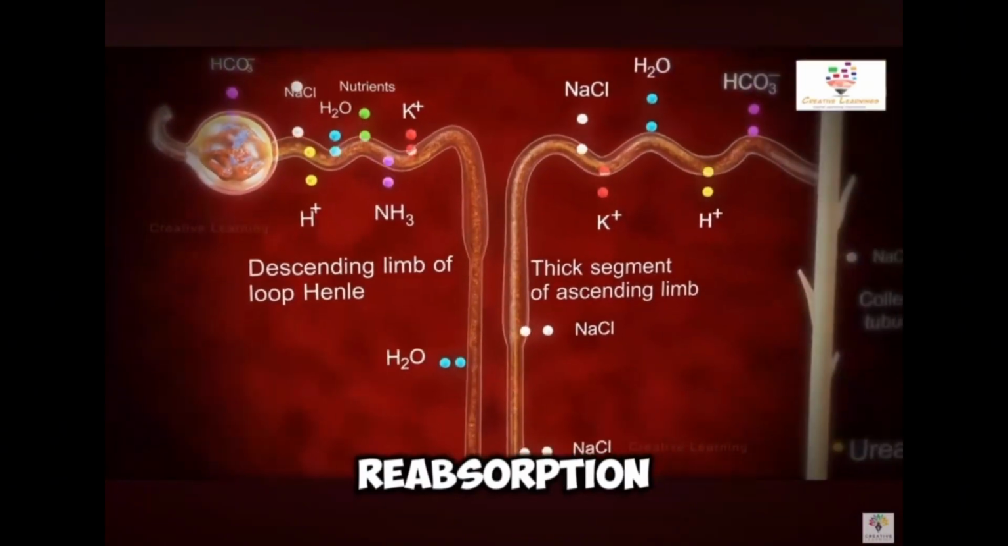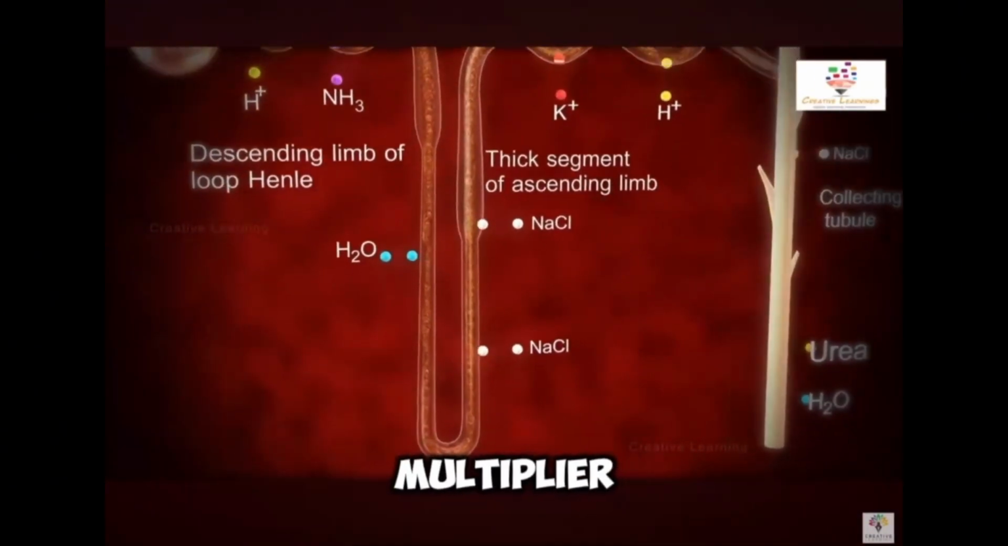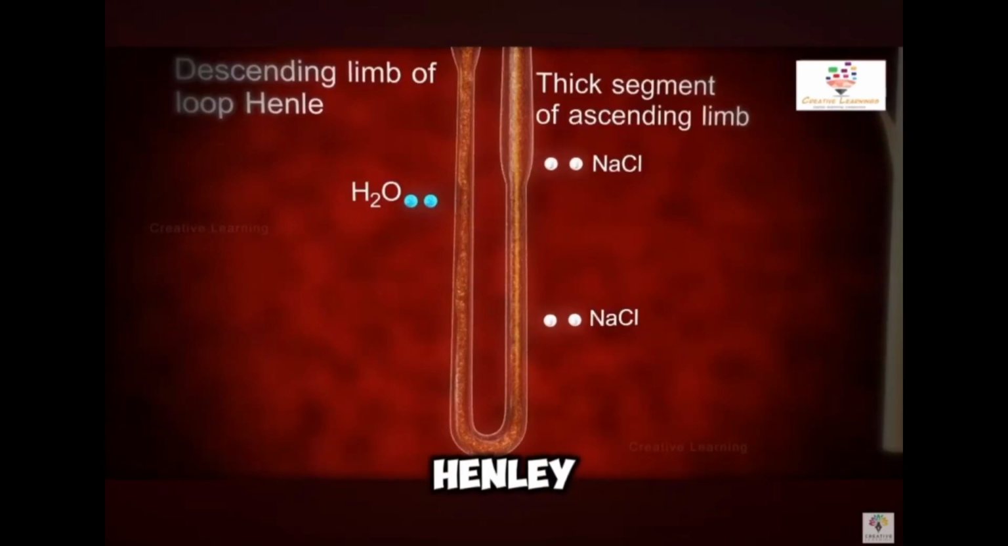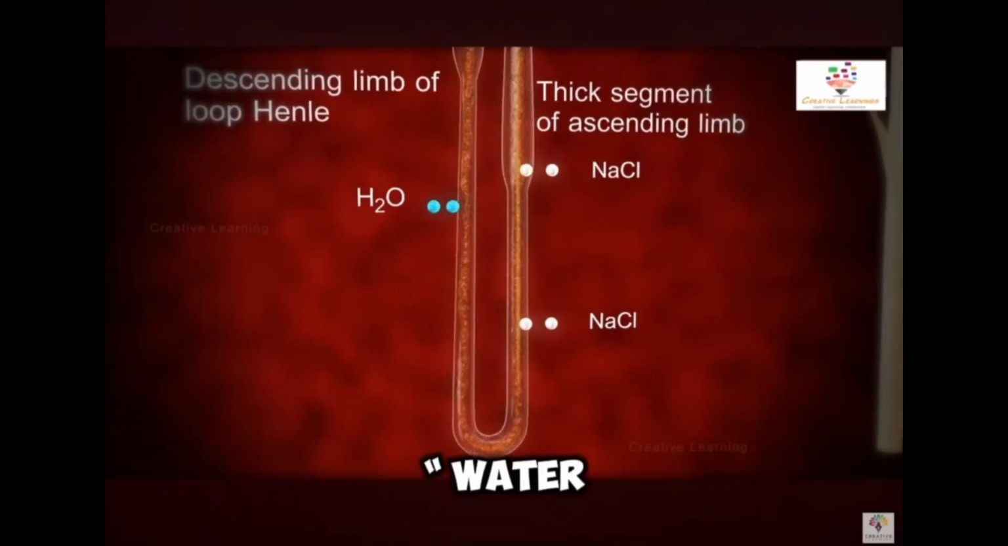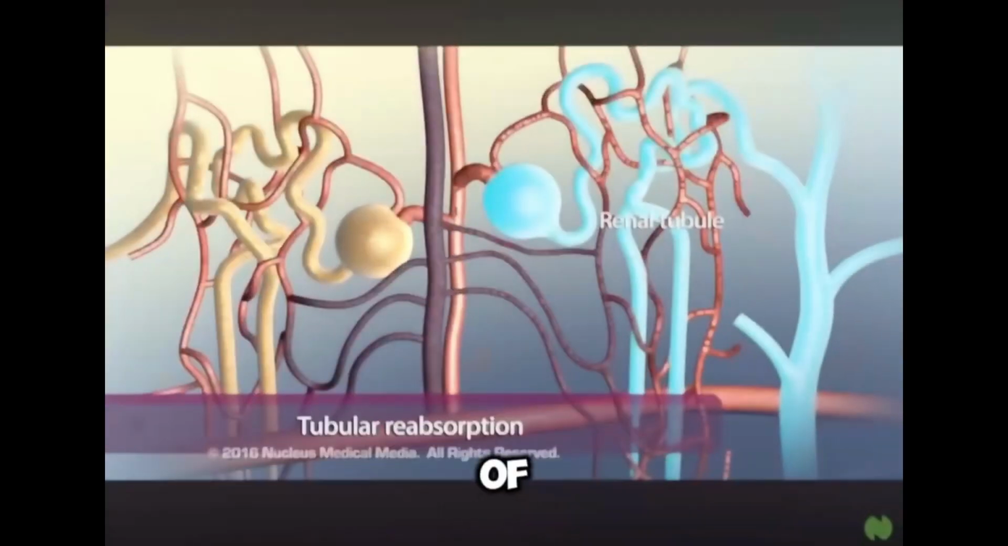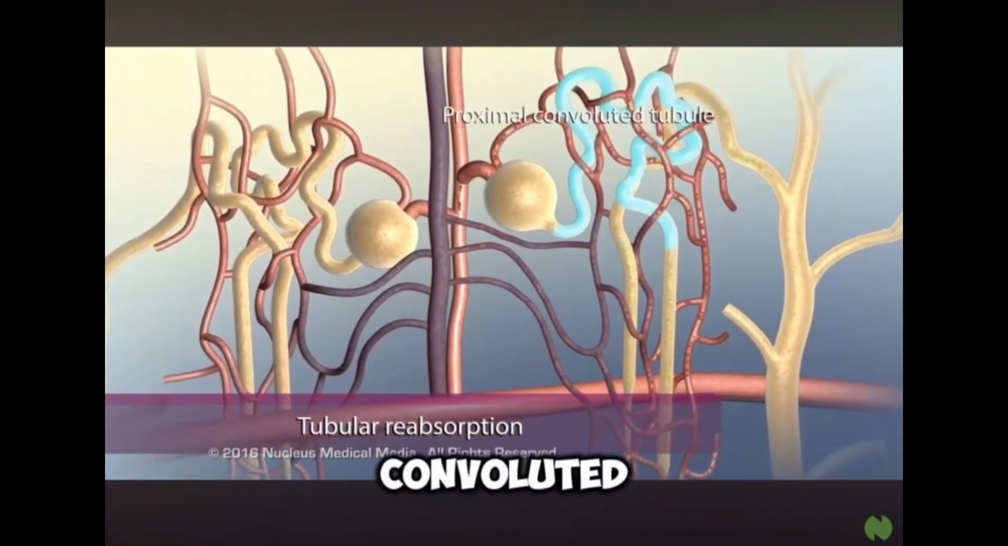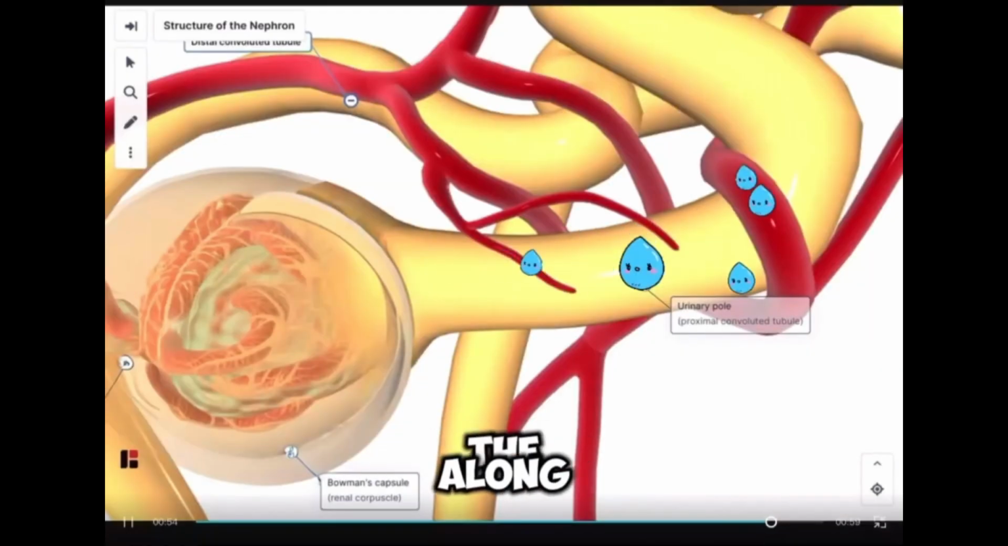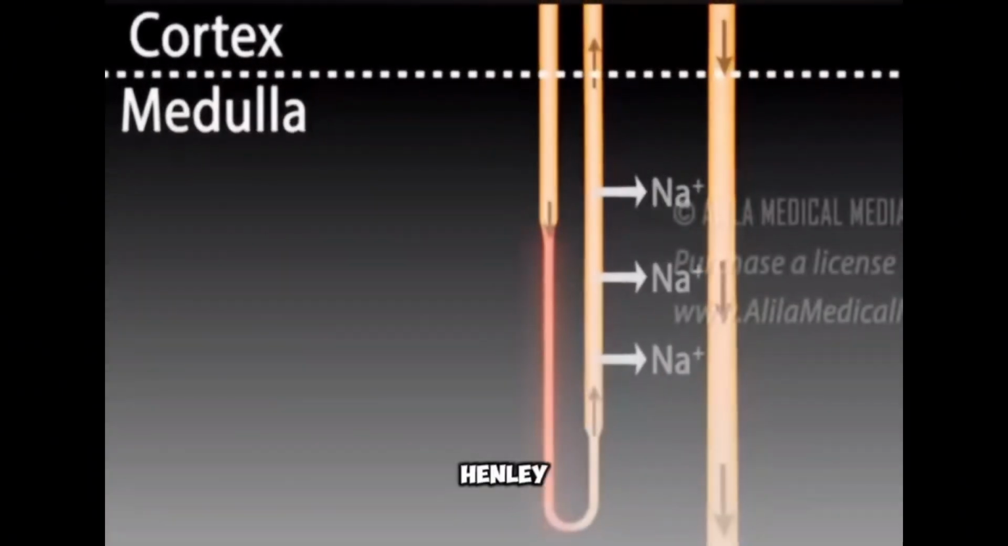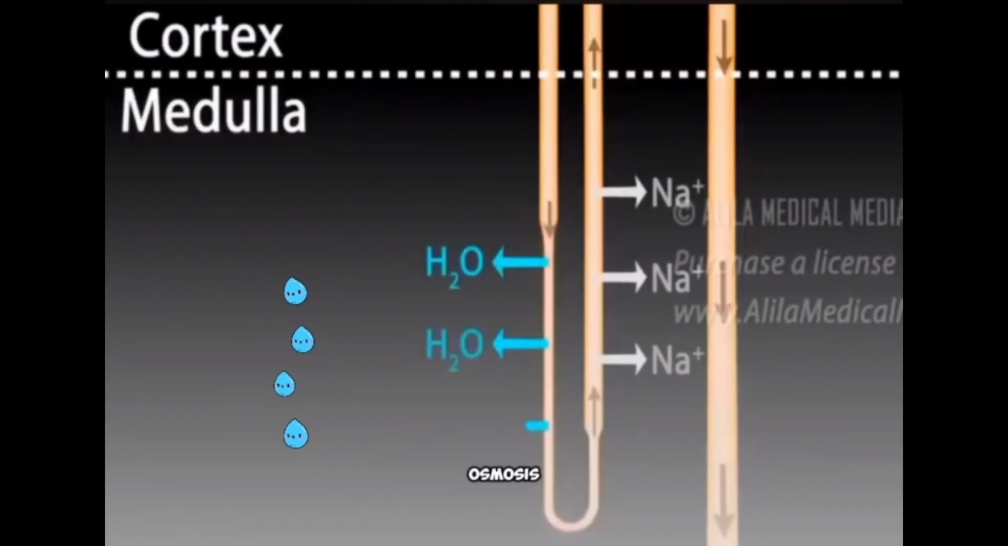Moving on to the reabsorption of water, a countercurrent multiplier system is used in the loop of Henle, which can be explained by the phrase "water follows sodium." There are two kinds of reabsorption. In the proximal convoluted tubule, some water is reabsorbed along with nutrients. When descending the arm of the loop of Henle, water is transported passively through osmosis.